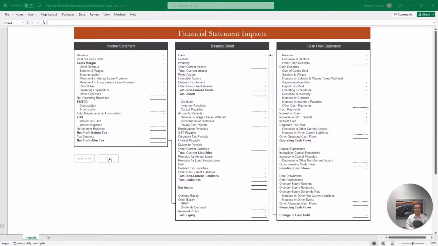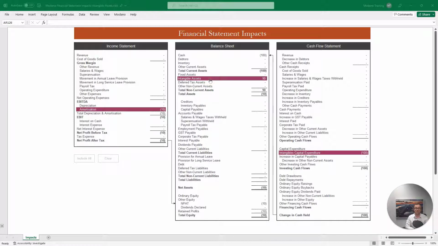However, for the purpose of this video, when we're looking at the financial statement impacts of intangible assets within a 3-way financial model, our intangible capital expenditure is included within the investing section of our cash flow statement, decreasing change in cash held and decreasing cash at bank. Our book amortization is included within the income statement, decreasing net profit after tax and therefore decreasing total equity. And our increase in our intangible assets value increases our non-current assets section of the balance sheet, ensuring that our change in total assets and therefore change in net assets reconciles with our change in total equity, ensuring that our balance sheet balances.